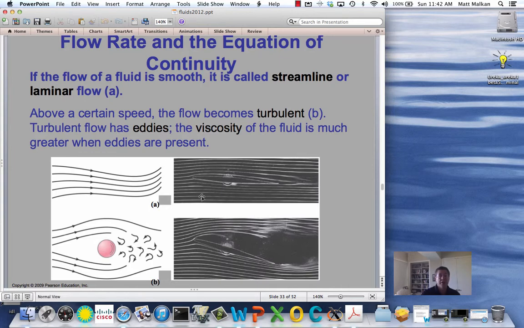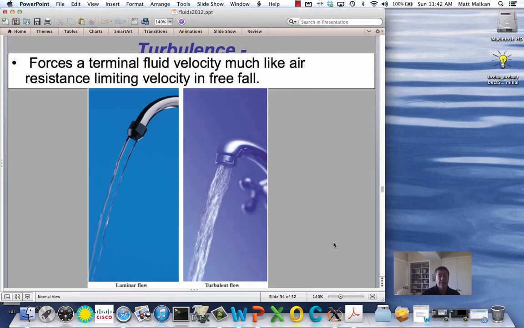Let's go with the simple assumption here of laminar, or smooth, flow. That's illustrated in A here. All right, with laminar flow, this problem actually isn't too hard. We can handle it definitely. Let's see. Oh, here's another example.